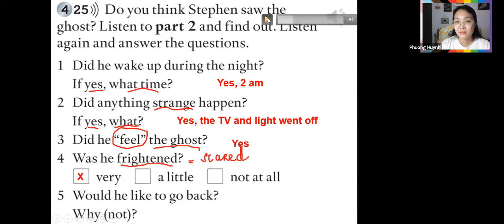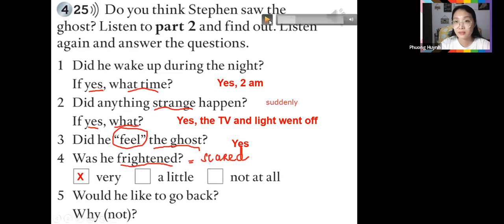The light was on. Like the light was on, right? But suddenly, the light went off too. When you hear this word, suddenly means all of a sudden. The light went on, but suddenly the light went off too. So the strange thing that happened is that the TV and the light both went off.